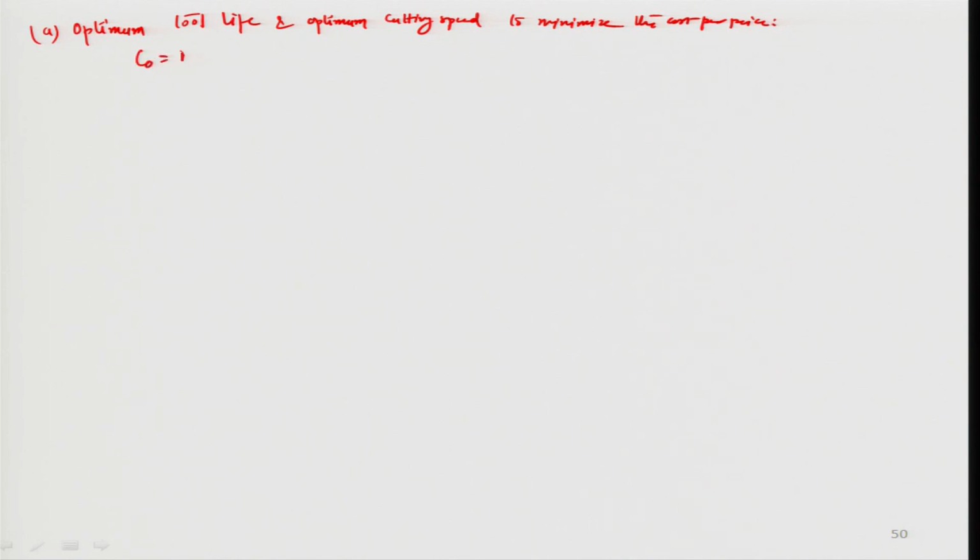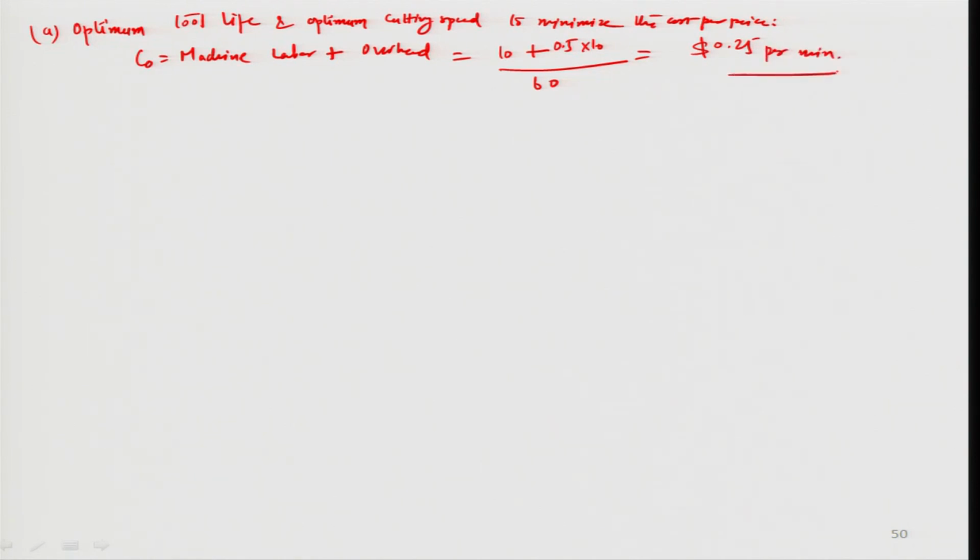So, Co is the machine labor plus the machining overhead cost, and as we know here the total cost is 10 units of currency per unit time given in hours, plus again 50% of the labor rate, which is again 5 units of currency, and because it is per hour, the conversion to per minute can be made by dividing by 60. So, this comes out to be equal to 0.25 units of currency per minute.